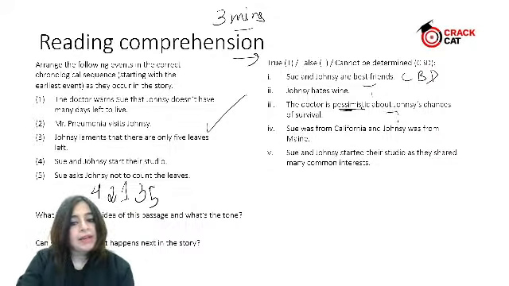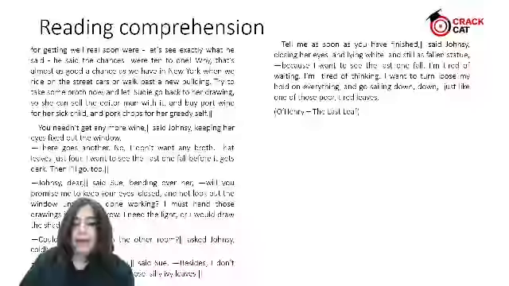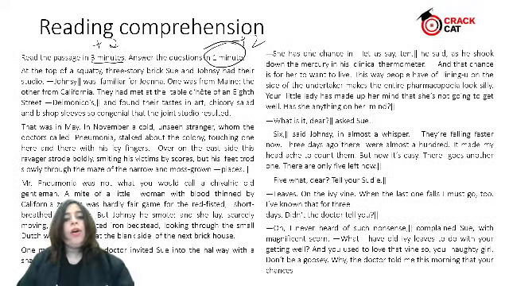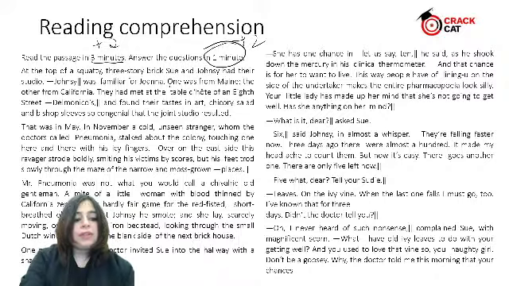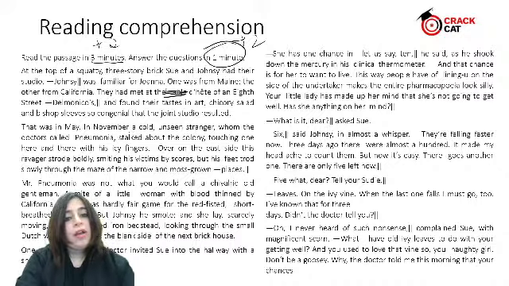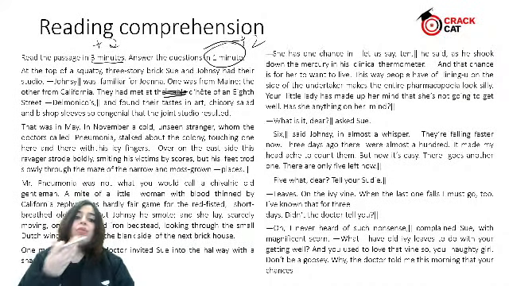The fourth one states Sue was from California and Johnsy was from Maine. Now this again cannot be determined. Why? Because it is not quite clearly given. If we come back to the very first paragraph, it says one was from Maine and the other from California, but it's not clearly given which one was from Maine and which one was from California.